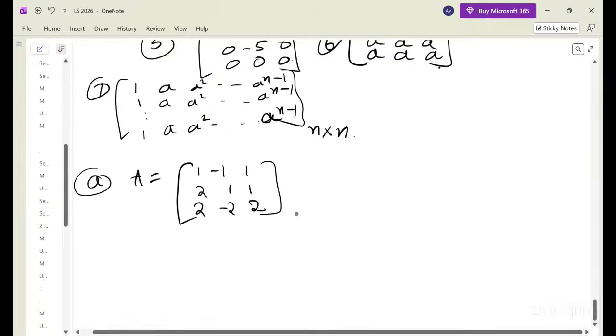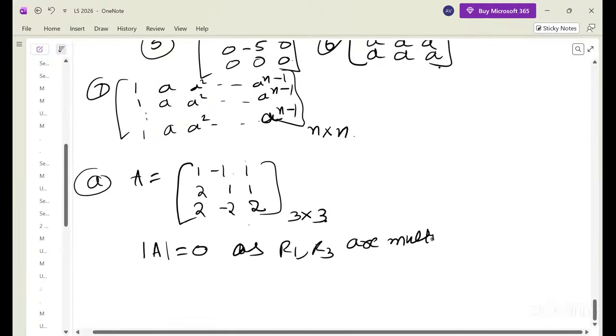So what is your observation? The first and third rows are the same, so the determinant is 0. Rows 1 and 3 are multiples of each other. Whenever they are multiples of each other, bearing the same ratio, we say the determinant is 0. So the rank is less than 3. Less than 3 means what are the possibilities?